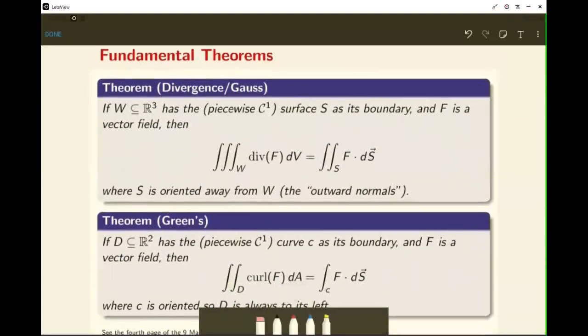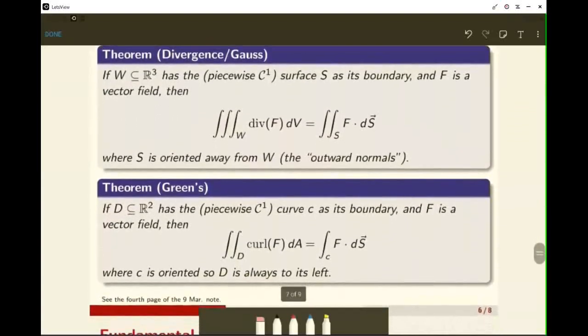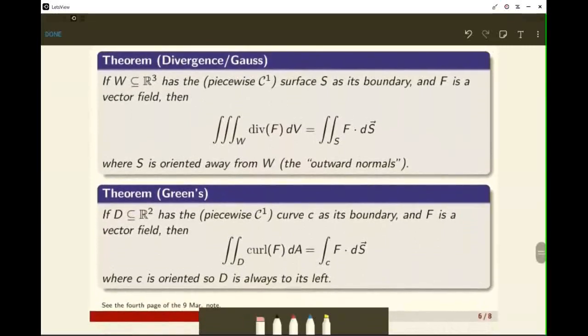So, let me put that on the screen. The last main topic in the course here are these two fundamental theorems that both have this flavor of relating the integral of some derivative quantity, some kind of derivative over the bulk of a region, and finding that that's equivalent to doing a corresponding integral of the vector quantity interacting with the boundary of the region.